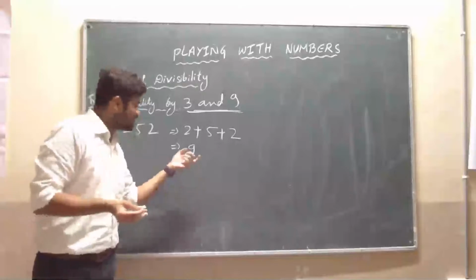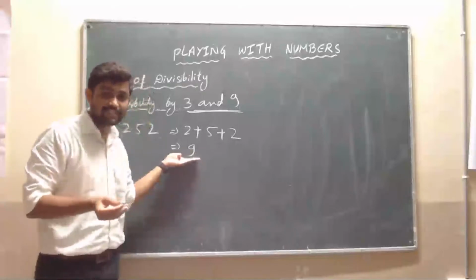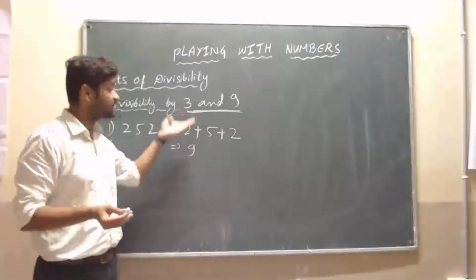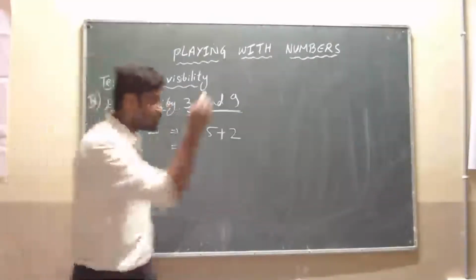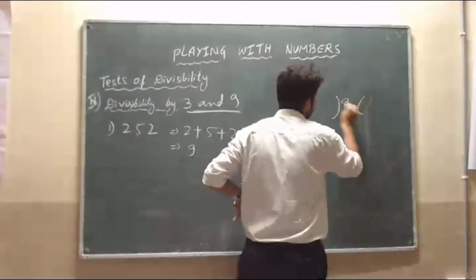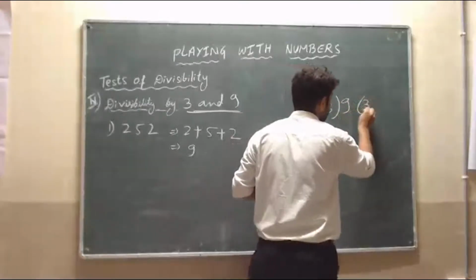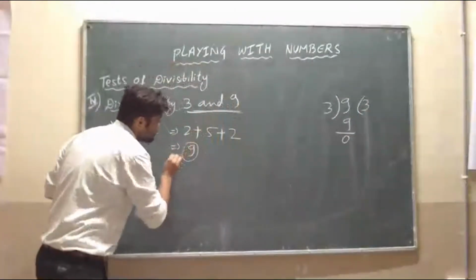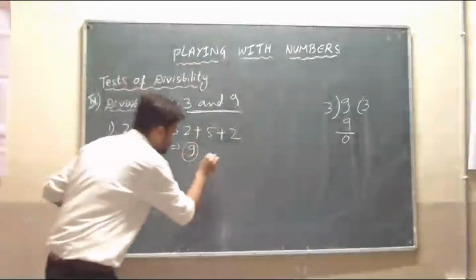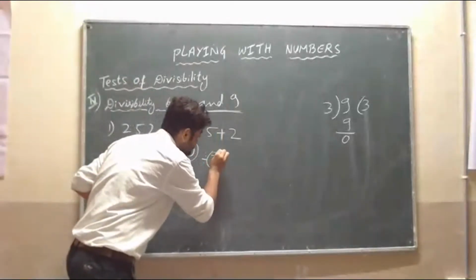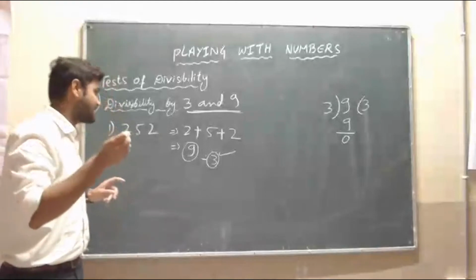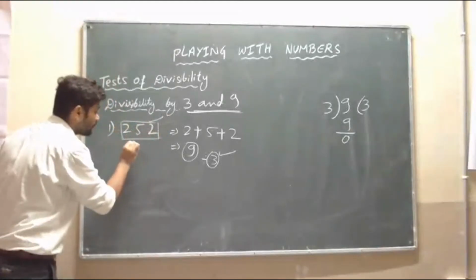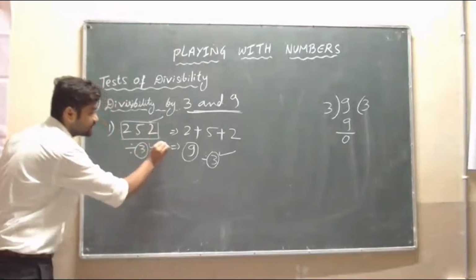Now we have to check whether 9 is divisible by 3 or 9. To check both, first I will check with 3. Whether 9 is divisible by 3: 3 threes are 9, the remainder is 0. Then we can say that 9 is easily divisible by 3. Then we can say that 252 is also divisible by 3.